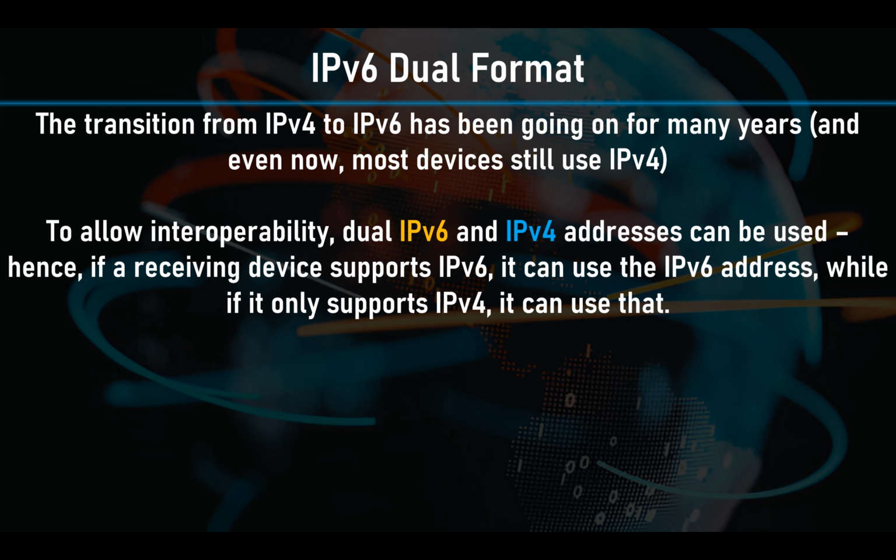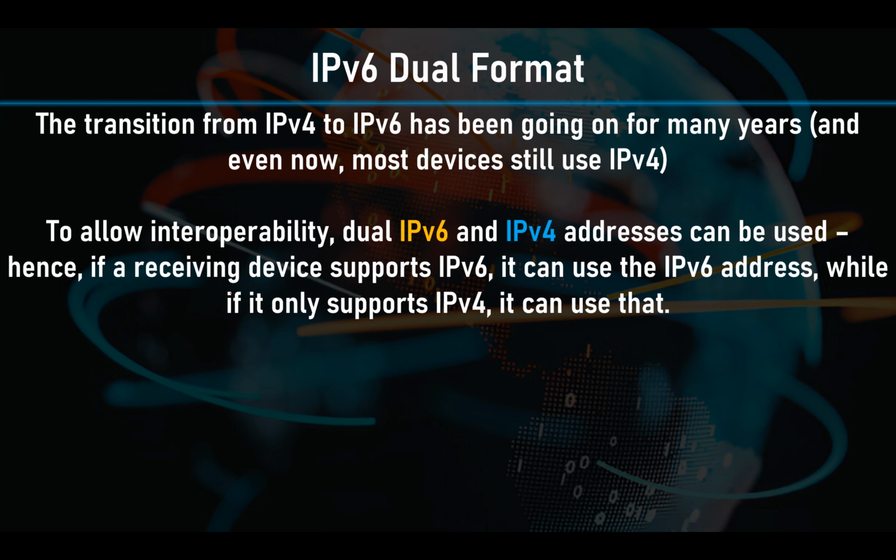Okay, so it seems the animation is a bit messed up. It says the transition from IP version 4 to version 6 has been going on for many years. I think at least 10, maybe 15 years. However, even now, most devices still use IP version 4. So I guess because of that, to allow interoperability, or backwards compatibility, we also have something called a dual IP version 6 and IP version 4 address. Basically that's an IP version 6 address, just with an IP version 4 address stuck on the end.